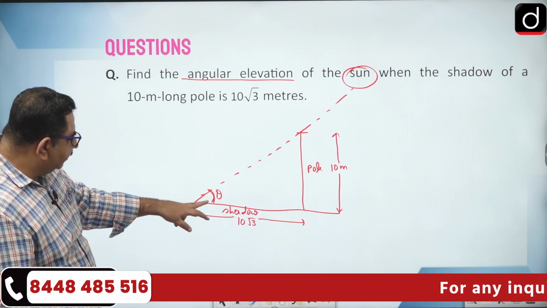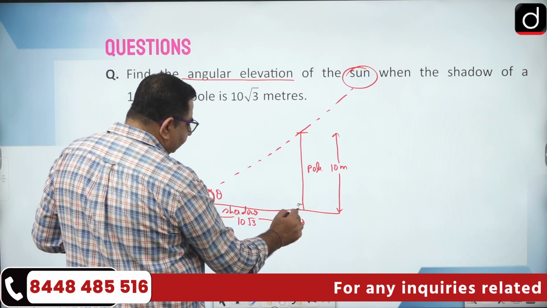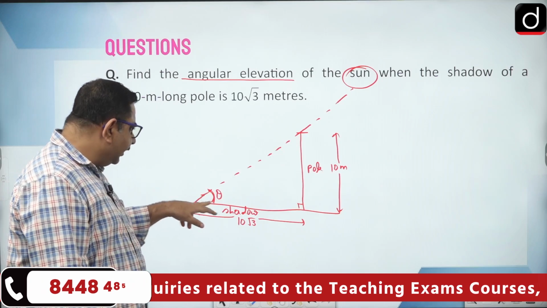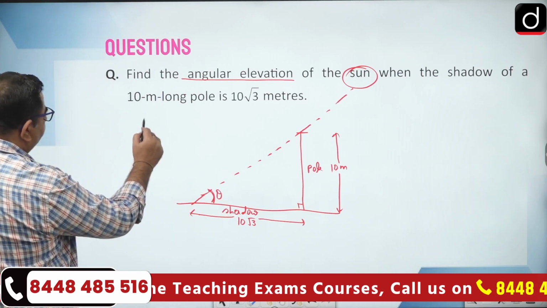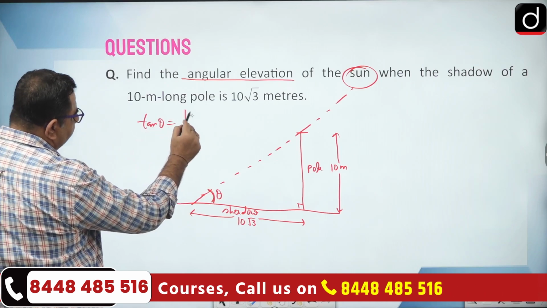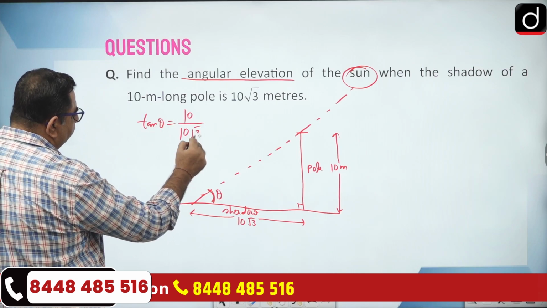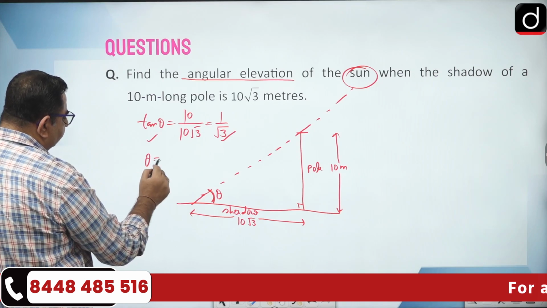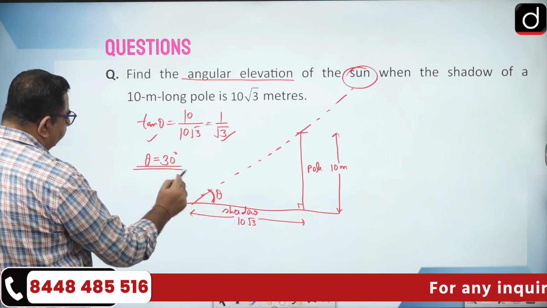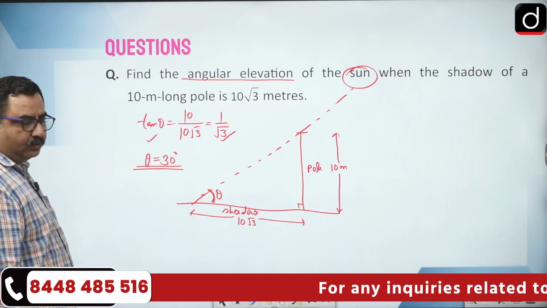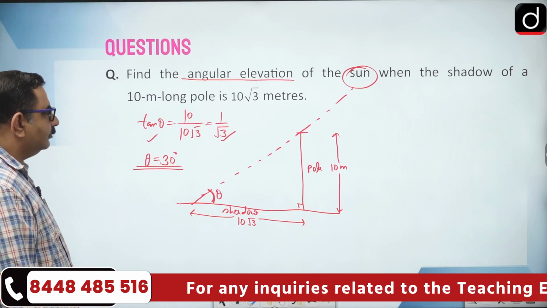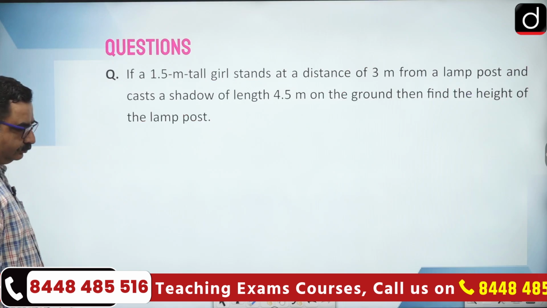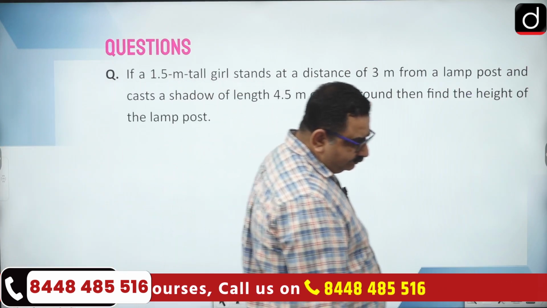So you can see how to find theta. This is a pole, so obviously this is a right angle triangle on the ground. So tan theta is height by base, so that is 1 by root 3. Now when tan theta is 1 by root 3, then theta is equal to what? 30 degree, because tan 30 degree is 1 by root 3. Okay, clear? Chaliye, let's try this.